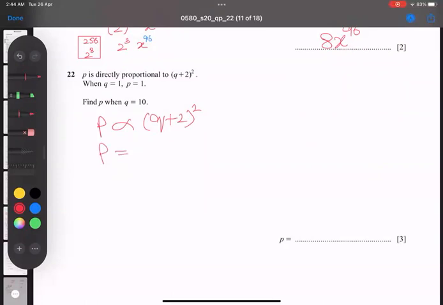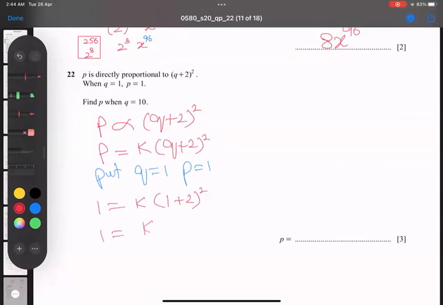Whenever I have an equal sign, K comes automatically. Now I will put this pair of values here. I'm going to write here, put Q is equal to 1 and P is equal to 1. So you can see here, it becomes 1 is equal to K, and this 2 plus 1, 3, comes 9. And 9 goes down there, so K is equal to 1 over 9. So this is done up till here.